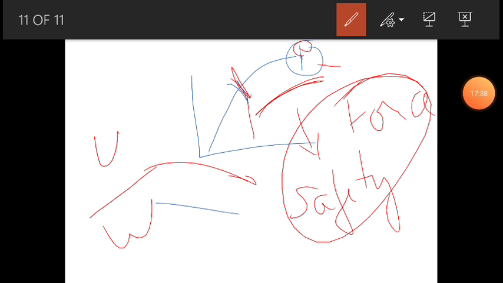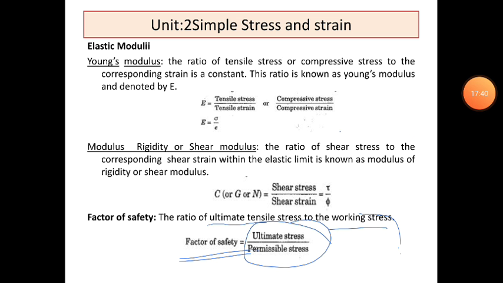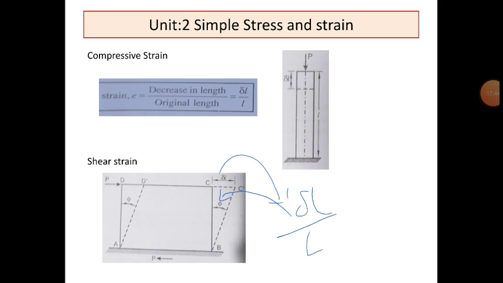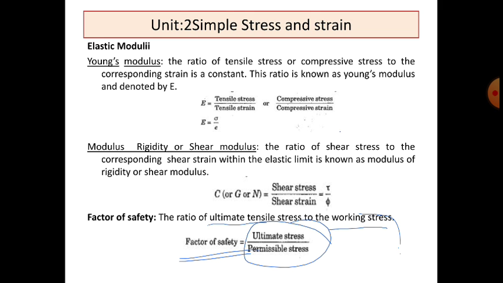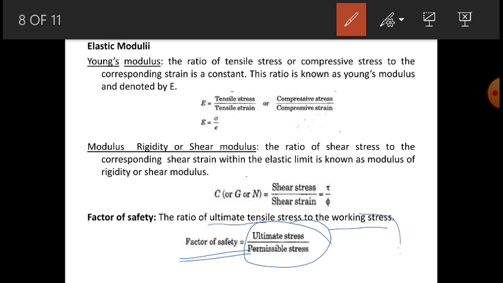Okay, you can see the formula once again here. The factor of safety is equal to the ultimate stress to the permissible stress. Permissible stress is nothing but the working stress.